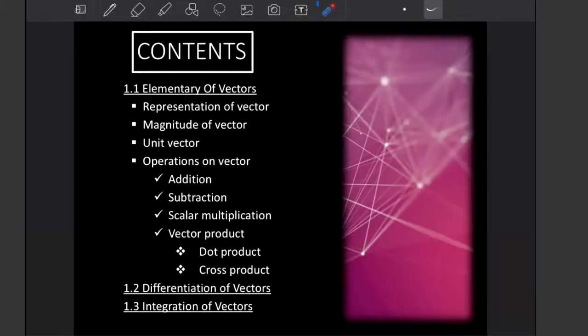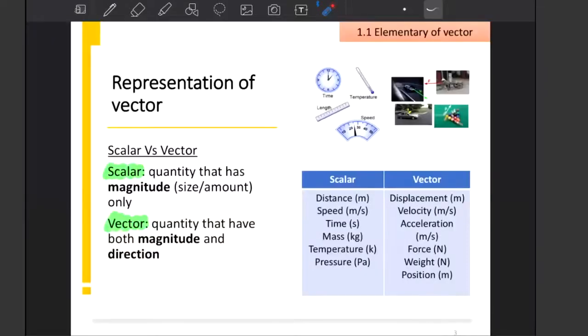These are the contents for today's lesson. Chapter 1 is vector calculus. So you must know what is vector. Before that, look at the definition of scalar. We have scalar and vector.